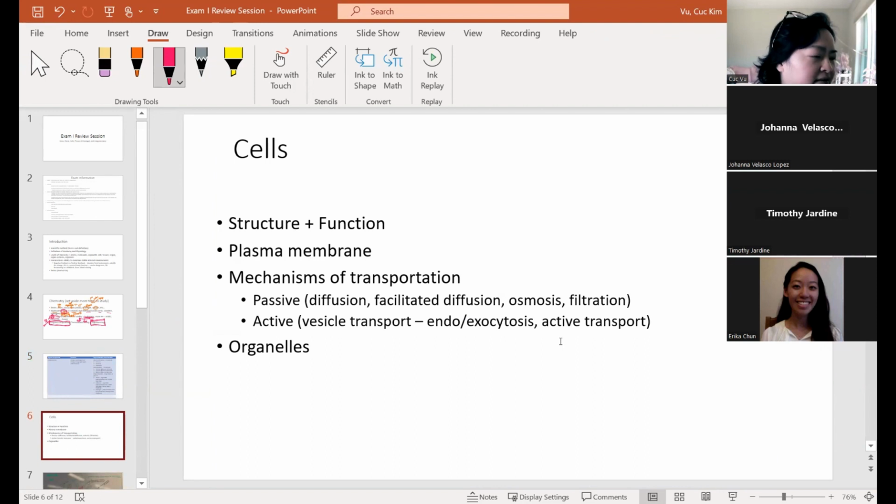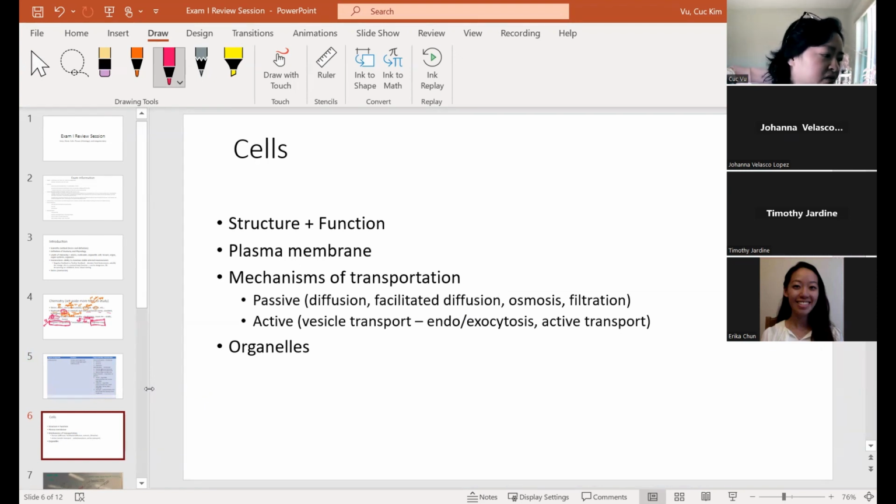Okay, moving on to cells. So with cells, students like this one a lot because overall it's fun, okay? You're starting to get to something that you can see, you recall from high school, elementary, and so on. For this one, a really good way of doing this is to kind of just draw it out, okay?